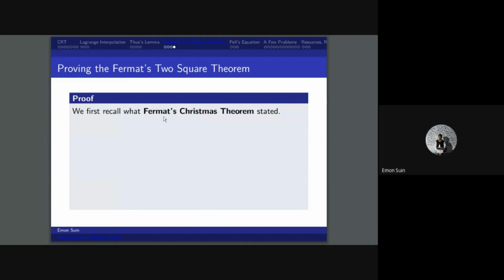Can anyone say what Fermat's Christmas theorem states? There was a session in OMC on Fermat's Christmas theorem. I think Kazi, Ari, and Amin had taken the session. I don't exactly remember, but I think so. So anyone who knows Fermat's Christmas theorem can state it.